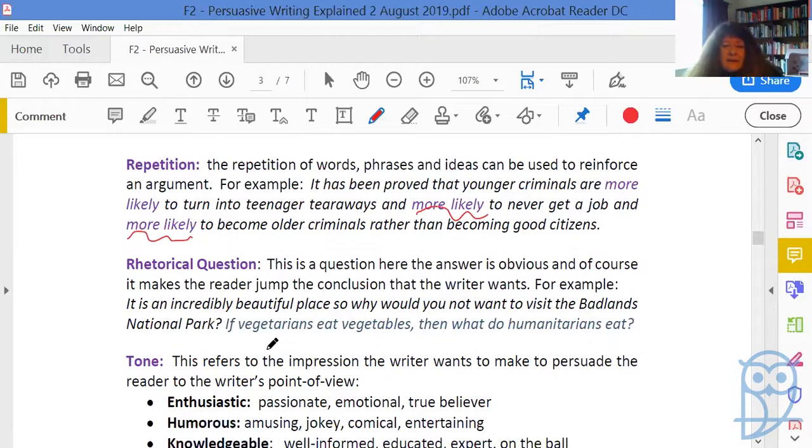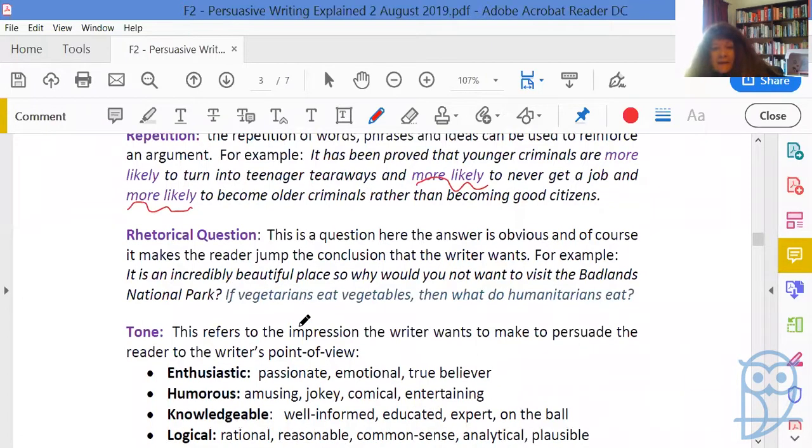Okay, and look at this one here. It's supposed to be a bit of a joke. I don't know if you'll get it. If vegetarians eat vegetables, then what do humanitarians eat? Okay, what's a humanitarian? People who are dedicating their lives to saving mankind, to helping people, etc., etc. So if you know the answer to that one, put it on the web chat.